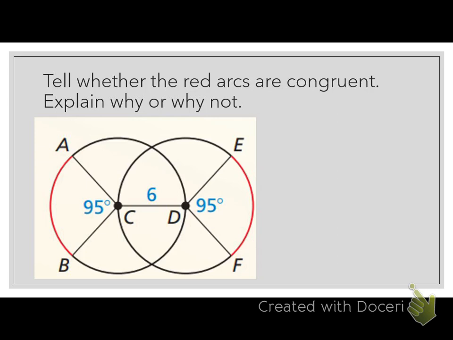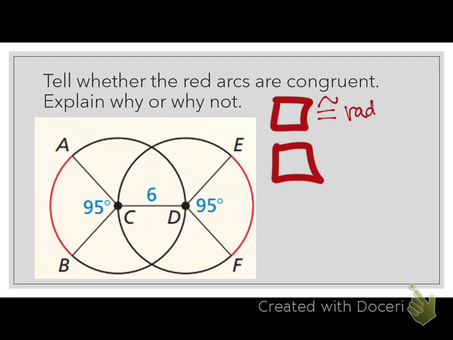All right, something else on your quiz. Tell whether the red arcs are congruent. Explain why or why not. Two things make arcs congruent. Can someone tell me one of them? They're congruent radii, or the 2 arcs are on the same circle. So they're either in the same circle or they have congruent radii, which means they have congruent circles. And then the second thing does deal with the central angles. What do the central angles have to be? Correct. Central angles would be congruent.